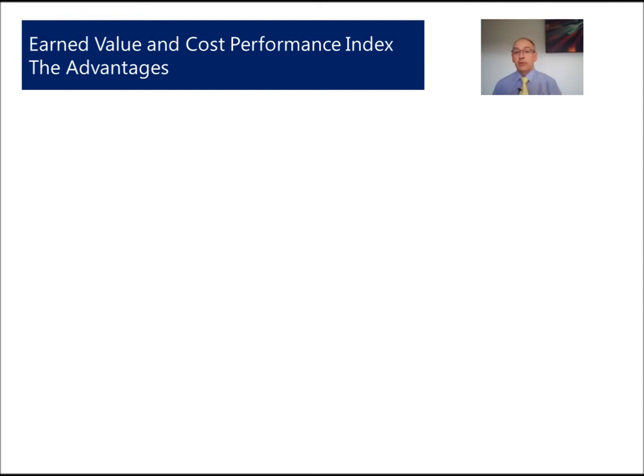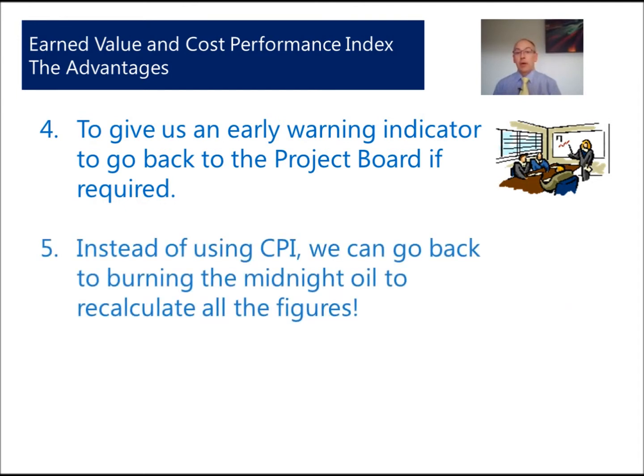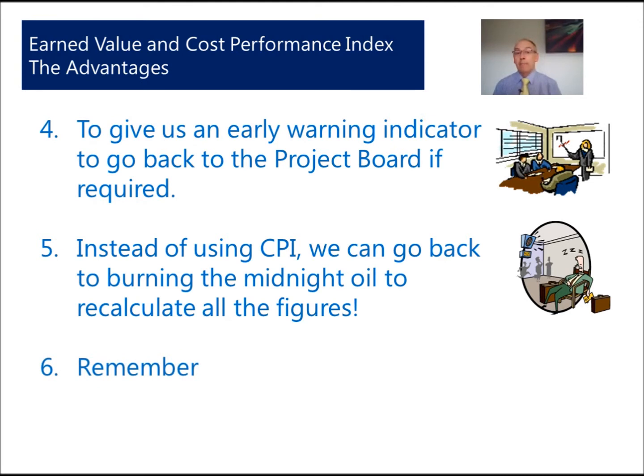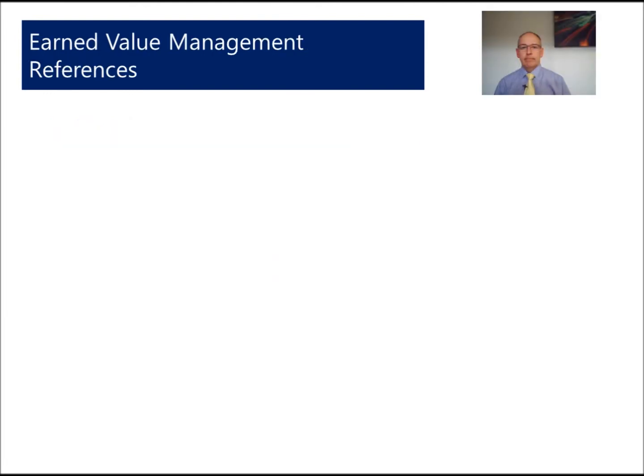And the last 3 advantages are, firstly, it's an early warning indicator. And we can go back to our project board, the great and the good, and we can say to them, we believe we have an issue because our CPI is below 1. Also, because we have the CPI and it's a quick algorithm, we can go back to people without having to burn the midnight oil. And personally, I don't like sitting up all night reviewing a work breakdown structure and trying to recalculate it. And finally, remember, as Ray Stratton says in his book, project work is as difficult as it is. It does not get any easier.